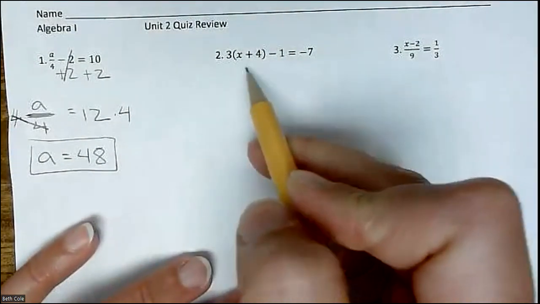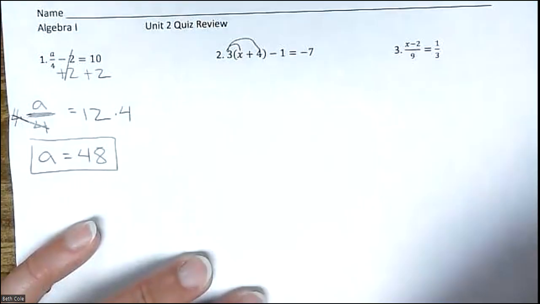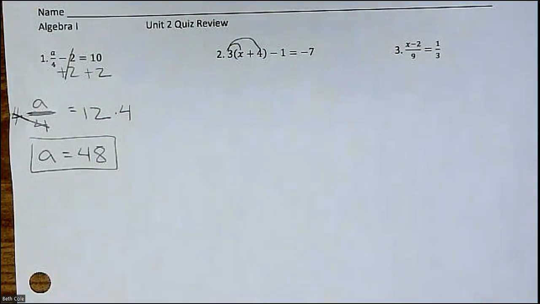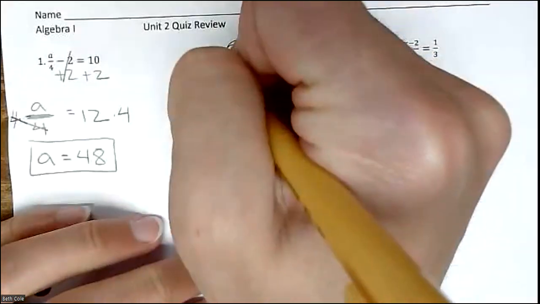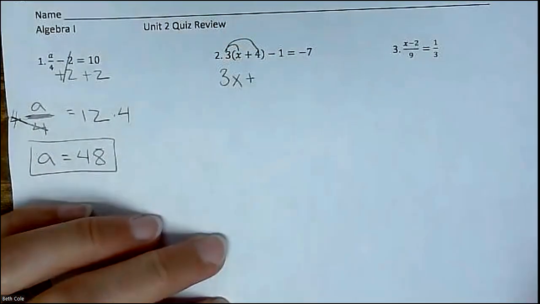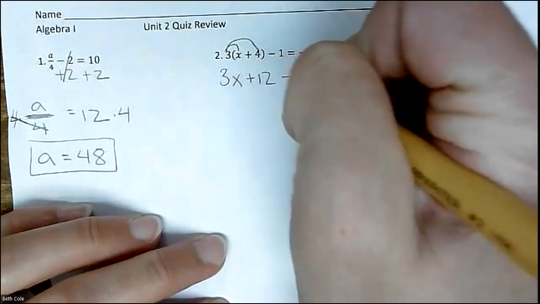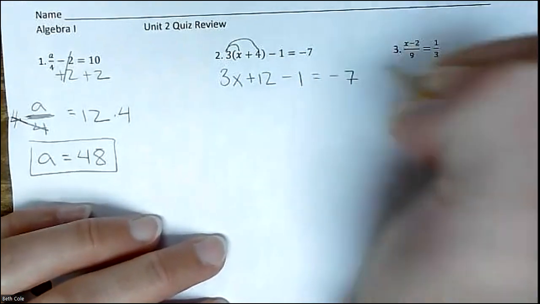Okay, when you see parentheses, you need to distribute. So multiplying the 3 through there, that will give you 3x plus 12 minus 1 equals -7.